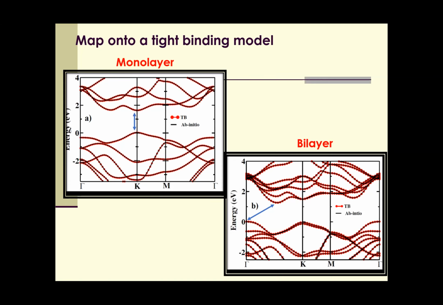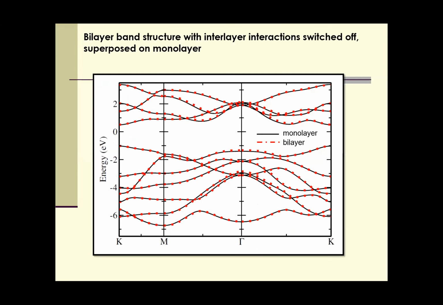The advantage of this mapping is that it allows us to selectively switch off certain interactions. What we did was take the bilayer band structure, switch off all the interlayer hopping interactions, and superpose it on the monolayer, shown again here in black. You see that we have a reasonably good description by just switching off the interlayer interactions, which suggests that the only thing that needs to be included in any Hamiltonian, going from the monolayer to a stack of several layers, is the interlayer interactions between each of them.